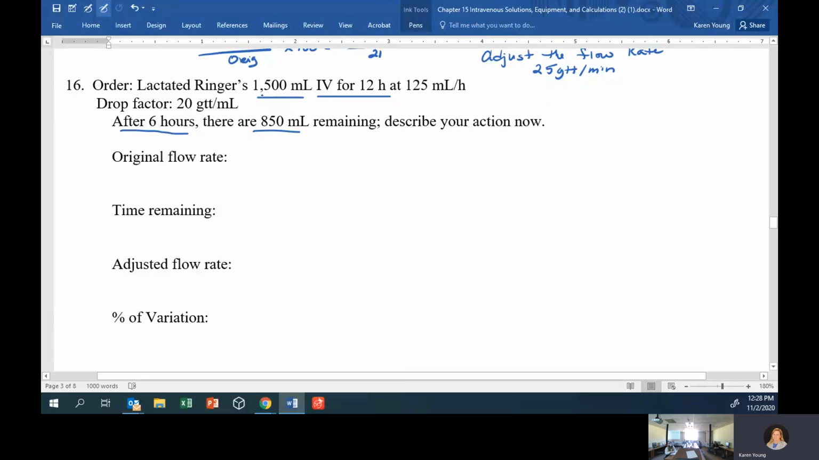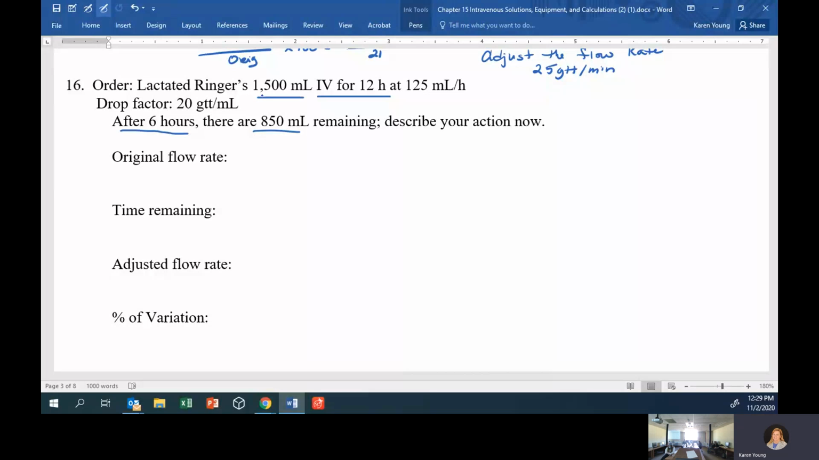Half of 1,500 is 750 milliliters. So this IV fluid should have infused, if it infused at the correct rate the whole time, 750 milliliters. So I should have 750 milliliters remaining. But I don't. I have 850 milliliters remaining. So that tells me it is infused too slow. Something has happened to my original flow rate that it's not flowing at what it should be.